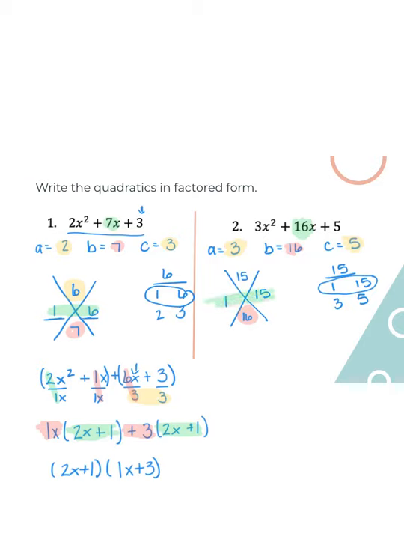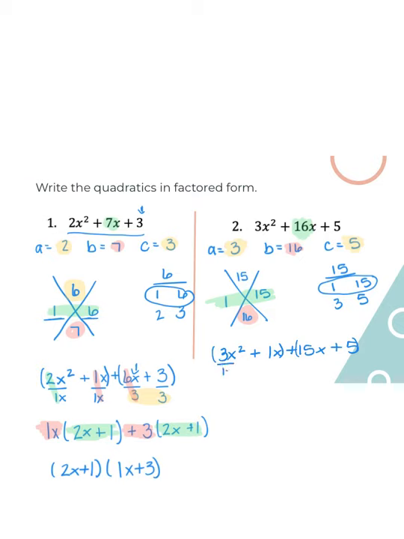So we're going to start at the beginning. That stays the same. So I'm going to say 3x squared. Now I'm replacing 16 with plus 1x plus 15x plus 5. I'm just ending with my C value. Once I have that, I'm going to group my first set together and group my second set together and find the greatest common factor. So I want the greatest common factor between 3x squared and 1x.